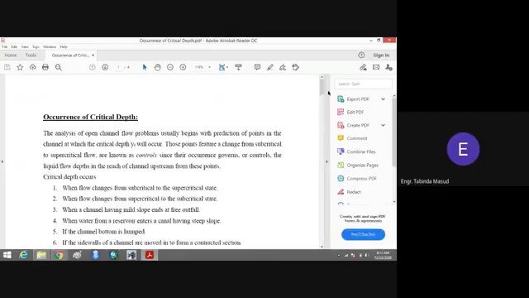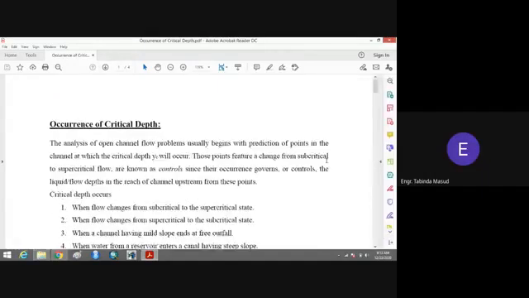Okay, this is our next topic, that is occurrence of the critical depth. We are always interested in finding the occurrence of the critical depth in a channel. It is very important for the analysis of all kinds of channels, and it is also very important for the designing of artificial channels. So there are many uses of the critical depth.